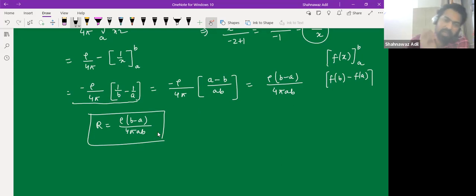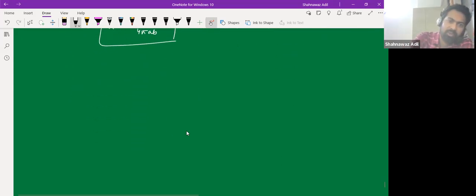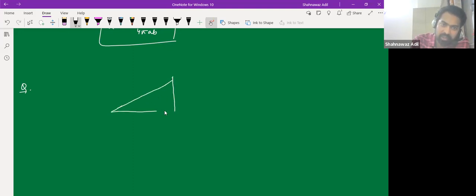Yes, sir, noted. Okay, so before we do the next question, first let us understand this. Let's say this is theta. What is the slope of this line? Slope is tan theta, and tan theta is, let's say, y by x. Is this clear?